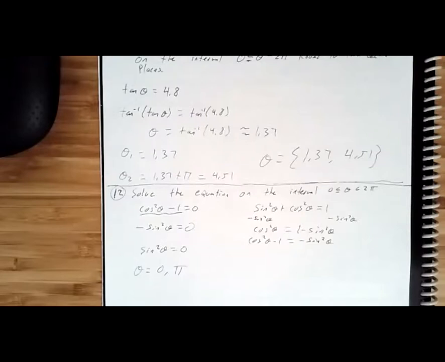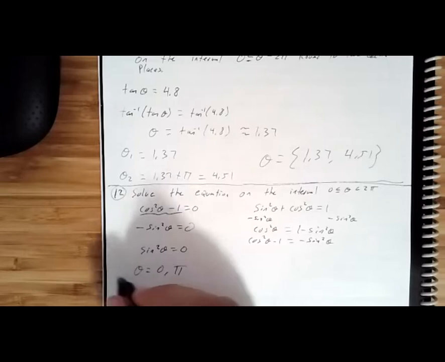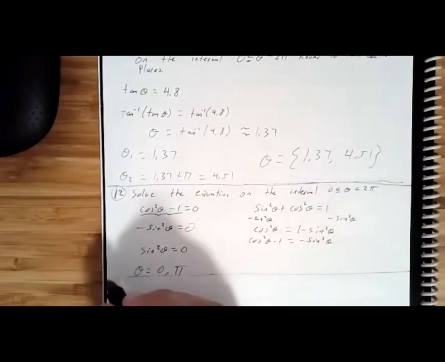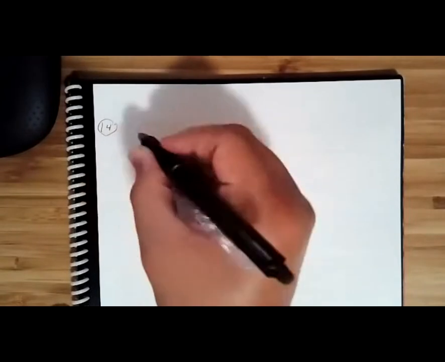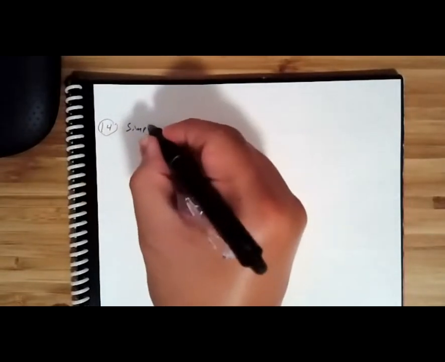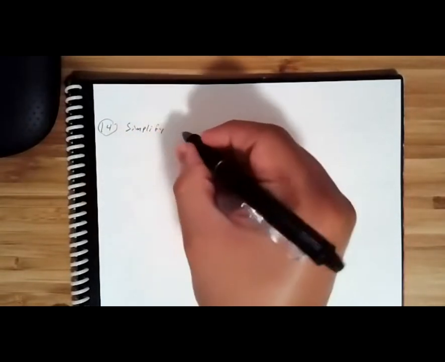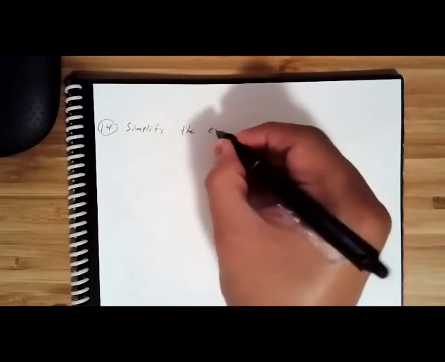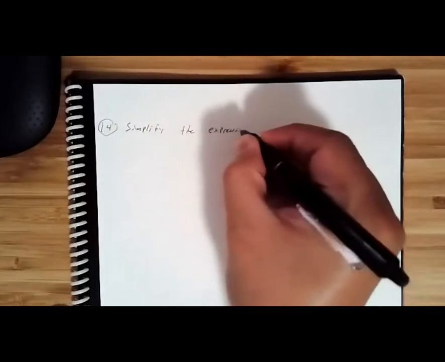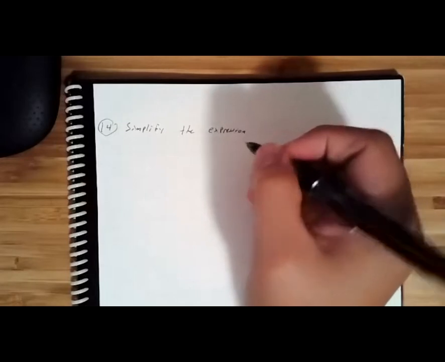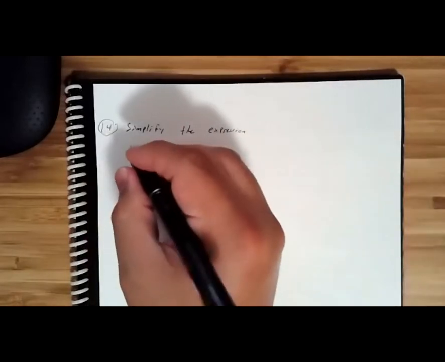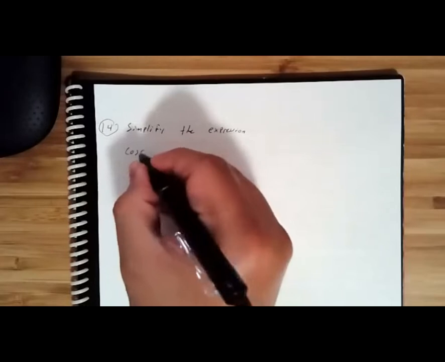Okay, 13 is similar, so I'm going to move on to 14. This is when the proofs begin. Simplify the expression. So here, all they want you to do is do algebra to make it look pretty. We're not solving for anything.